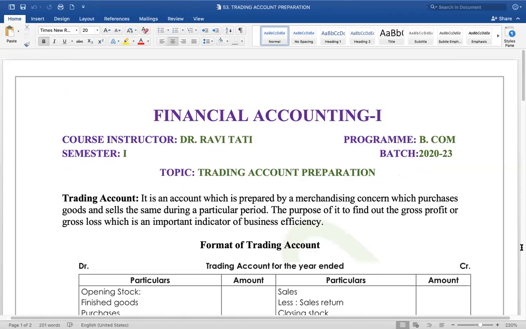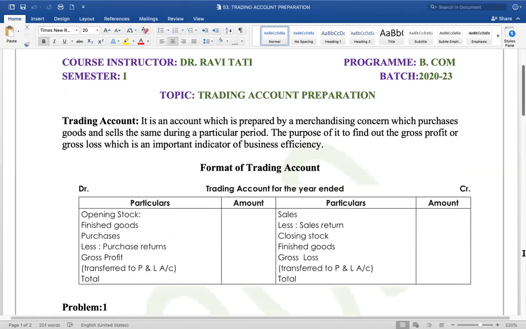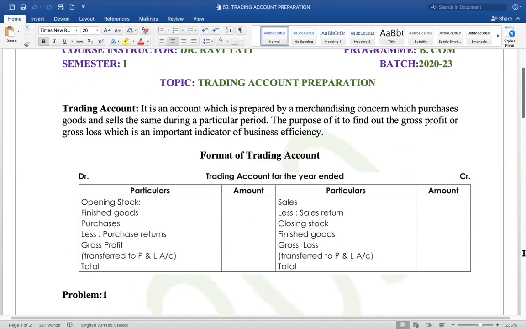Yeah. Now this is the format of trading account, a template or specimen of trading account. It is an account prepared by a merchandising concern which purchases goods and sells the same during a particular period of time. The purpose of this is to find out the gross profit or gross loss, which is an important indicator of business efficiency.